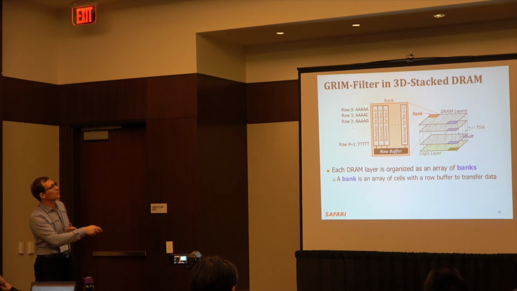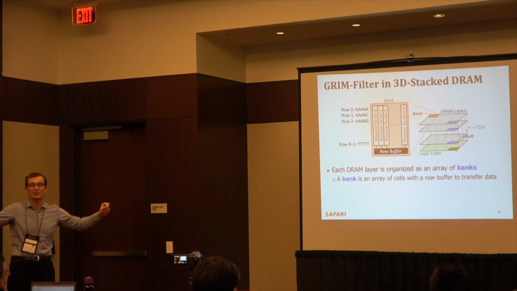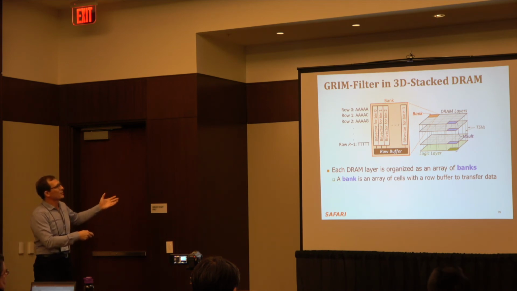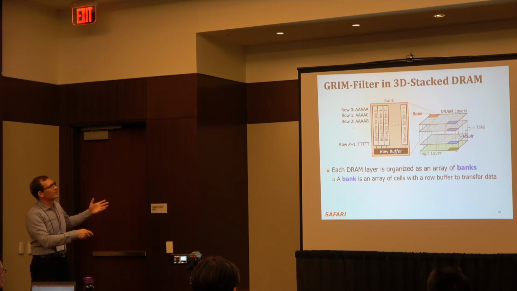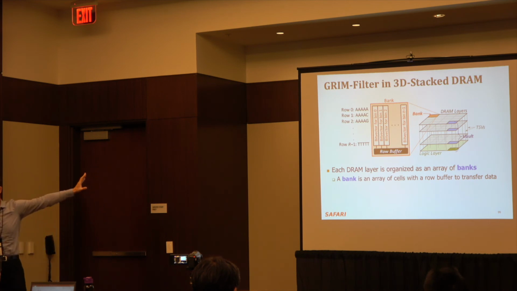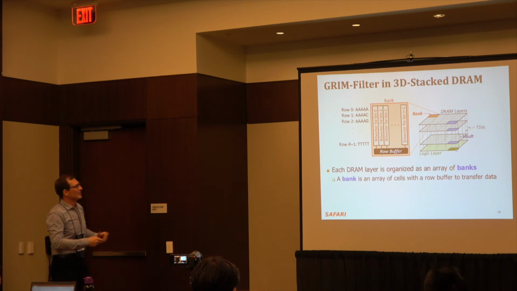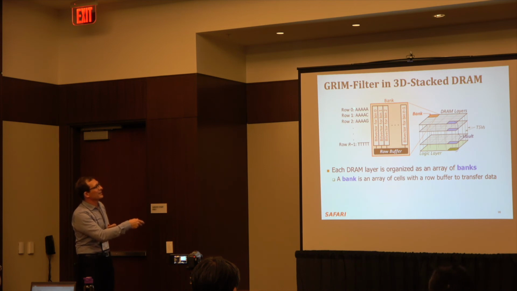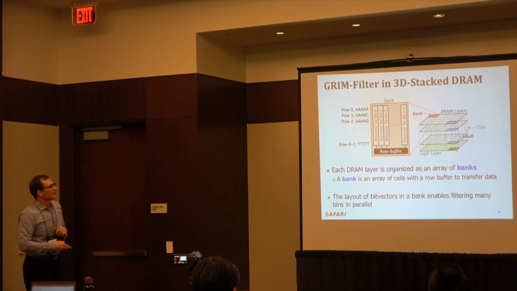So if you want to search for token all A's, you can do it across many bins that are mapped to that bank. If you're searching for token all A's, you can do it completely in parallel in all of the banks. If you stretch it, you do it in all of the subarrays that you have in the DRAM. Then you get an answer in which bins all A's exist. And this enables filtering many bins in parallel.